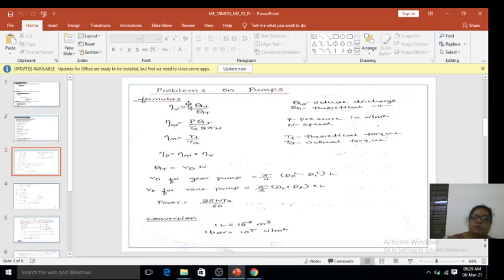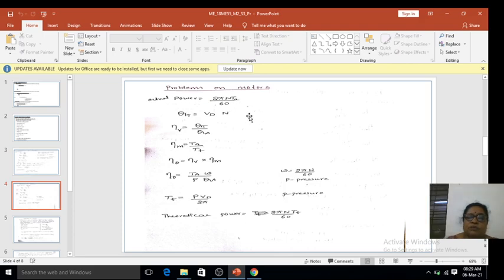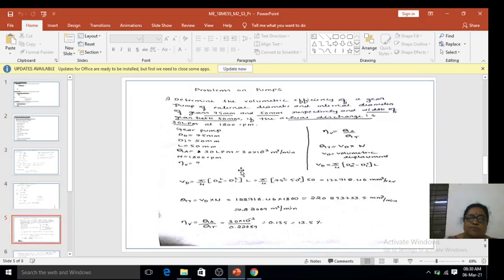Some of the problems we have worked out are based on the performance characteristics of the pump. Certain formulas that I have highlighted here, you can observe. The theoretical flow rate can be calculated by using the formula Vd into N, where Vd is the volumetric displacement. Certain problems I have highlighted here: determine the volumetric efficiency of the gear pump. The external diameter and internal diameter, DO and DI, have been given, stroke length is also given, actual flow rate is also given, and speed is given.